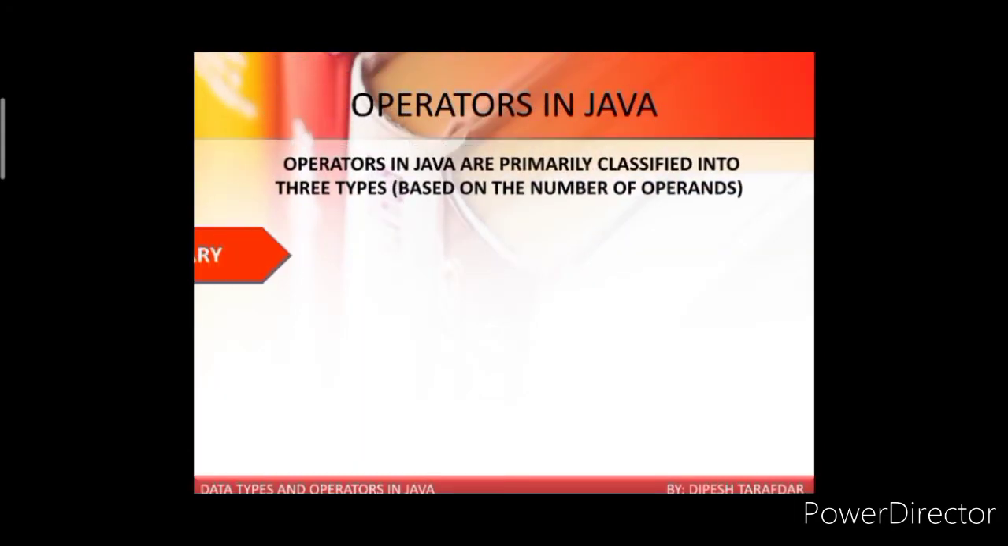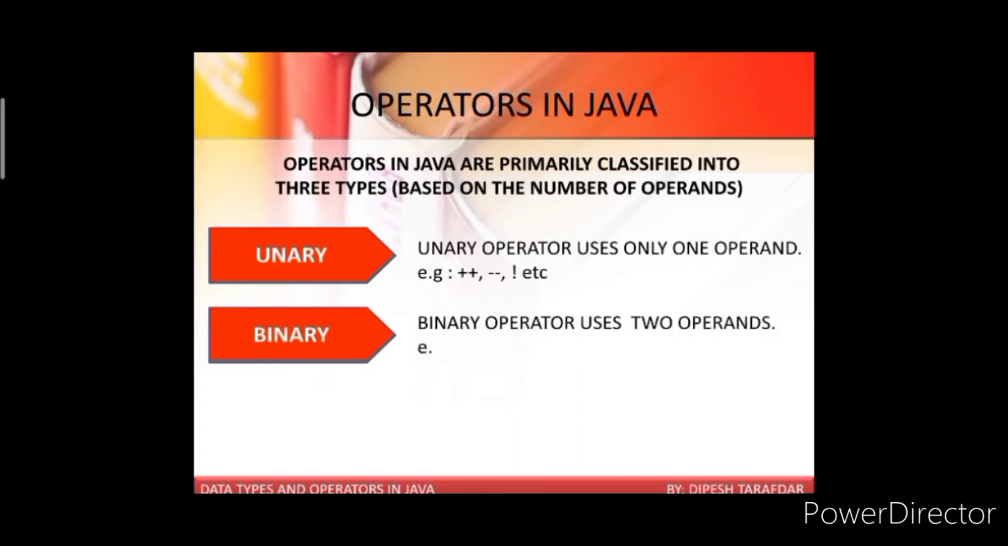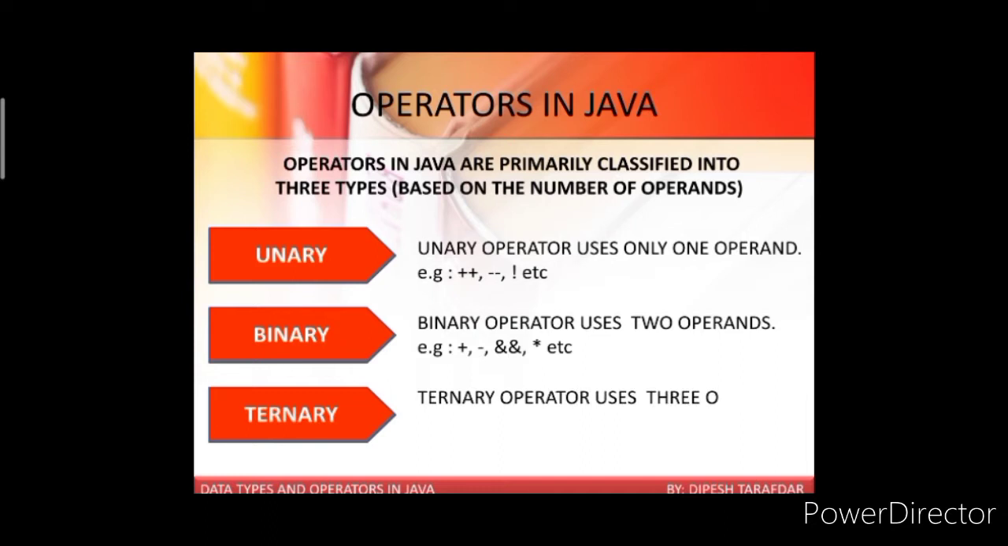Operators in Java are primarily classified into three types based on the number of operands. Operands are the values on which an operator works. They are unary, binary and ternary operators. A unary operator uses only one operand. That means this kind of operator works on only one value. Examples are plus plus, minus minus, not, etc. We'll look into these operators later in detail.